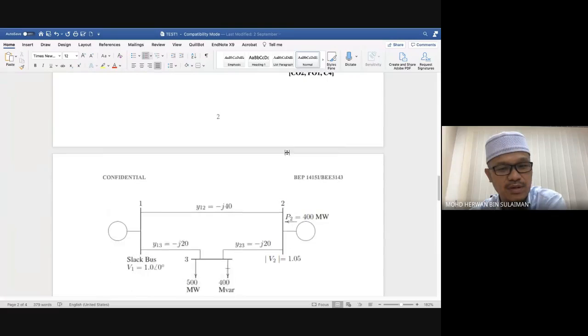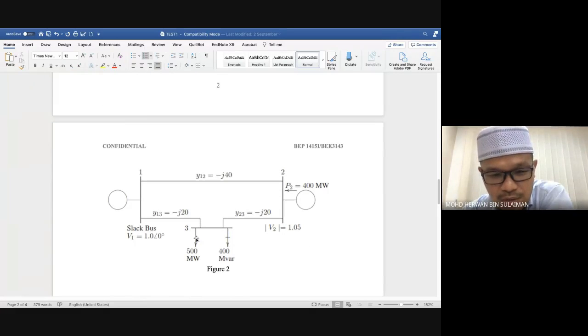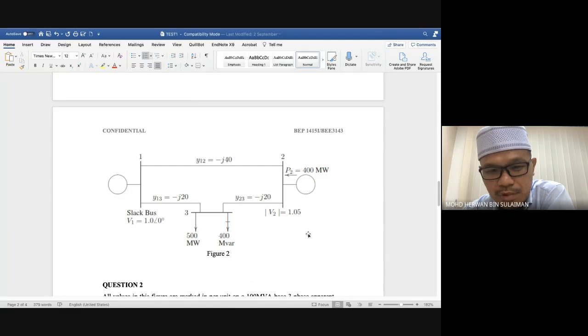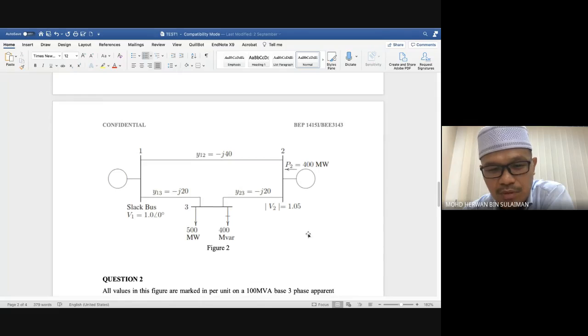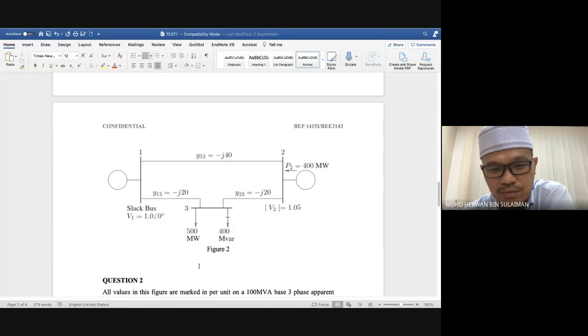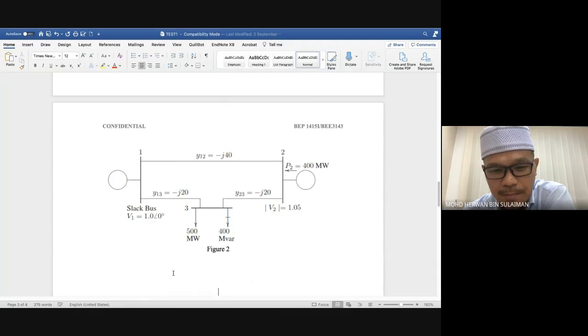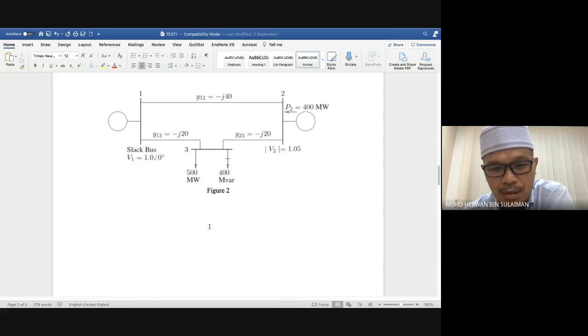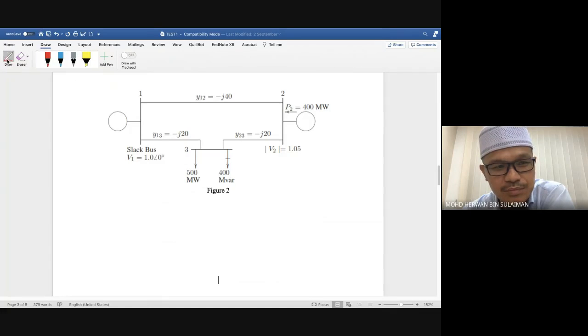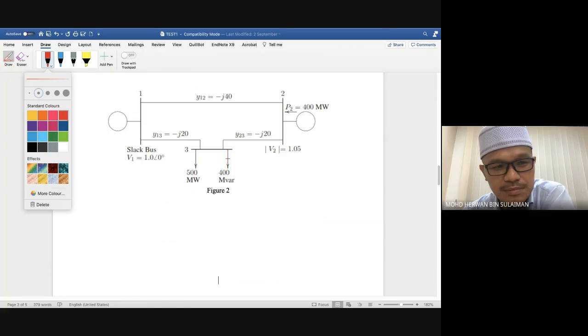Meaning that you need to find all the values. Here you need to find the voltage for the PQ bus load and the angle for the PV bus here. Okay. So from here, first, for fast decoupled, what do you need to do? You need to construct the Y bus.